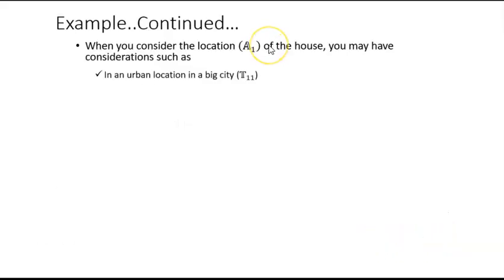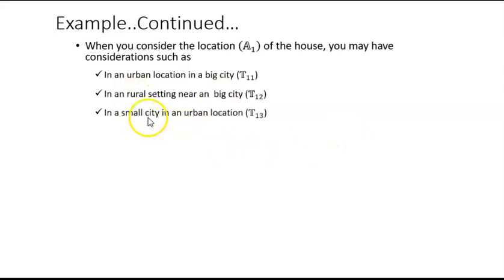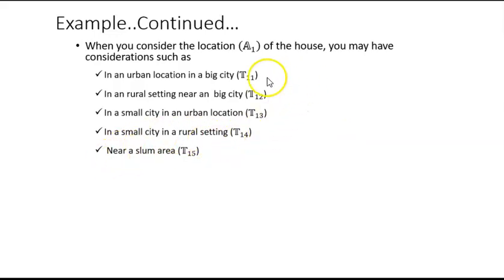If you consider A1, location, whether it's in a big city urban area, a big city rural area or outskirts, or a small city urban area, a small city rural area, near a slum, and so on.